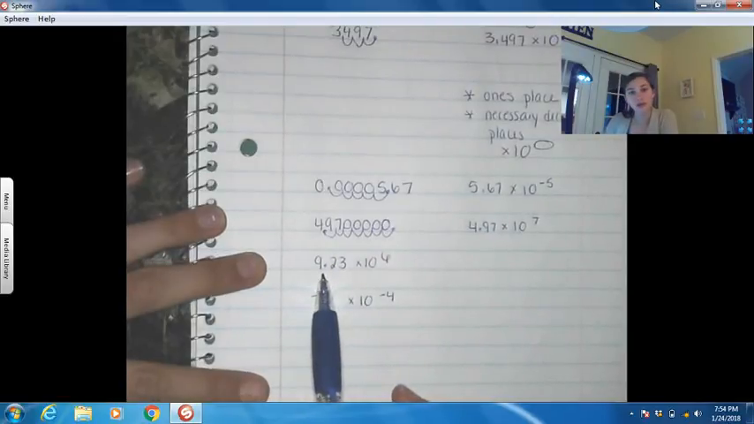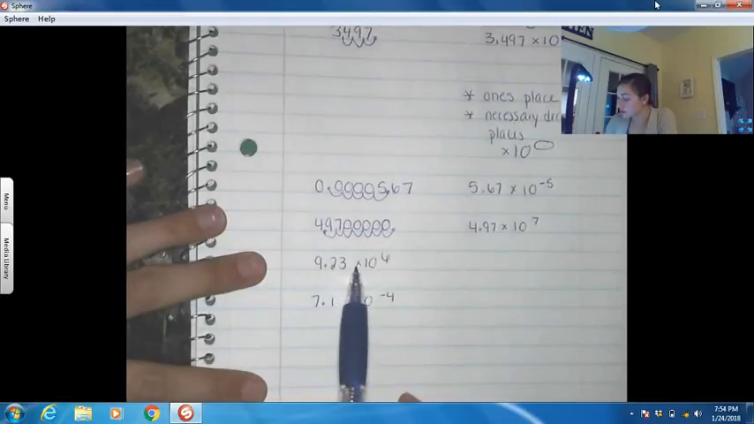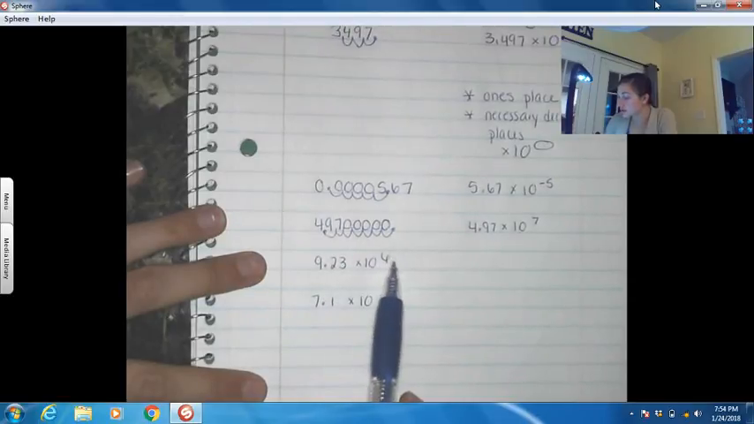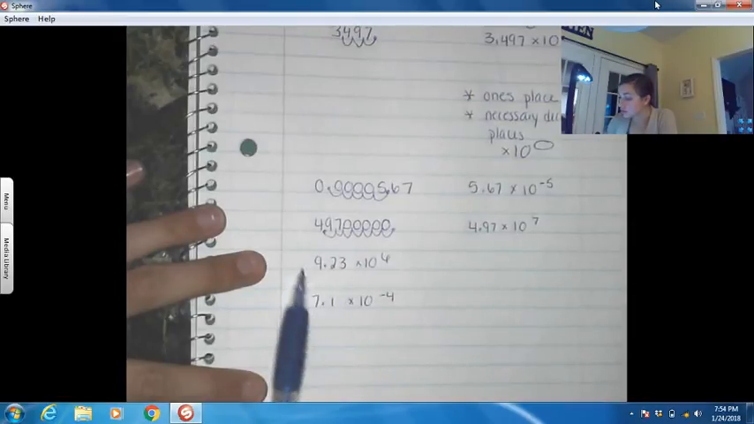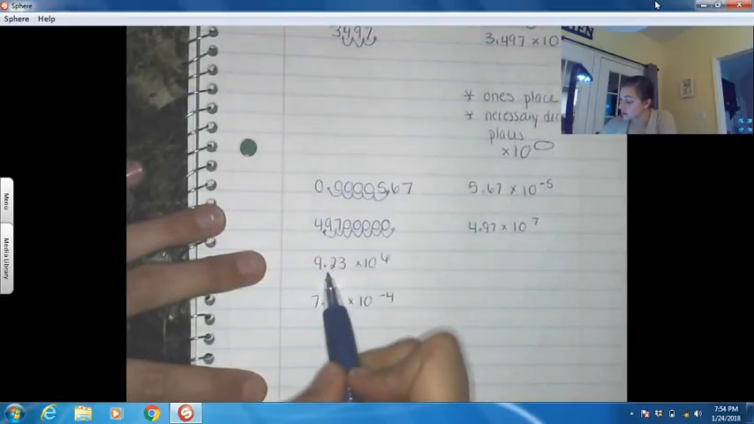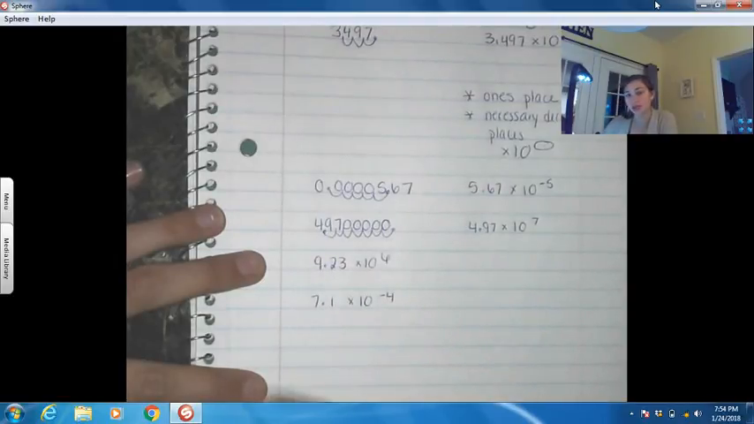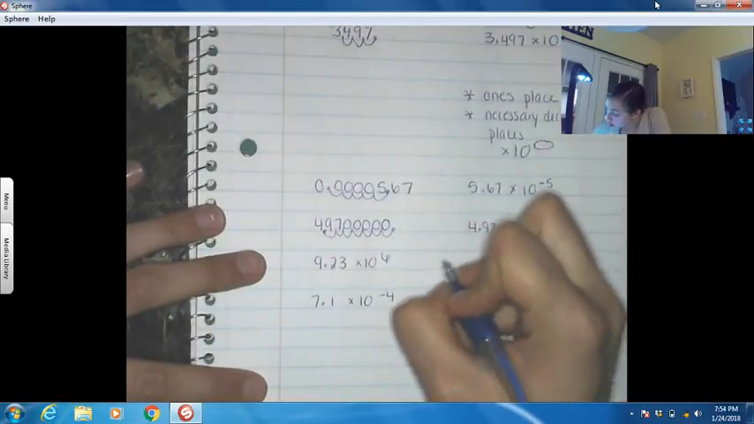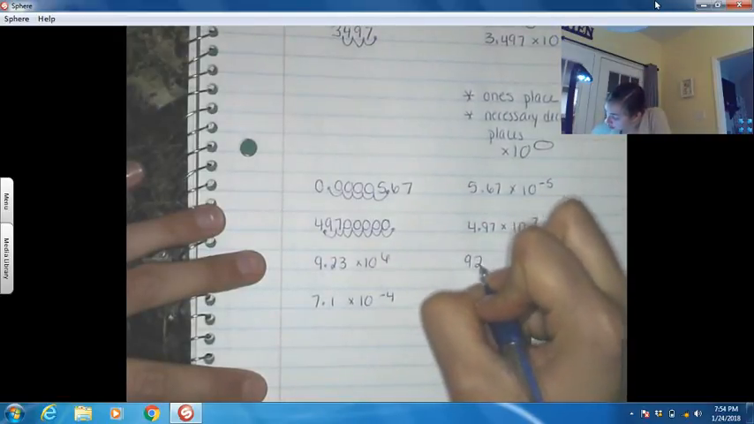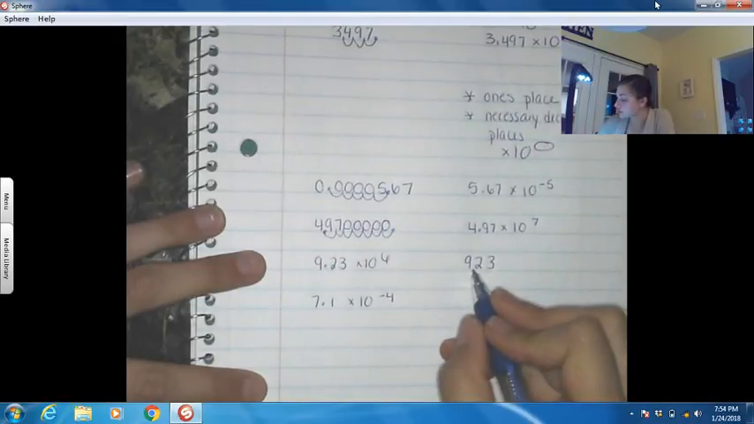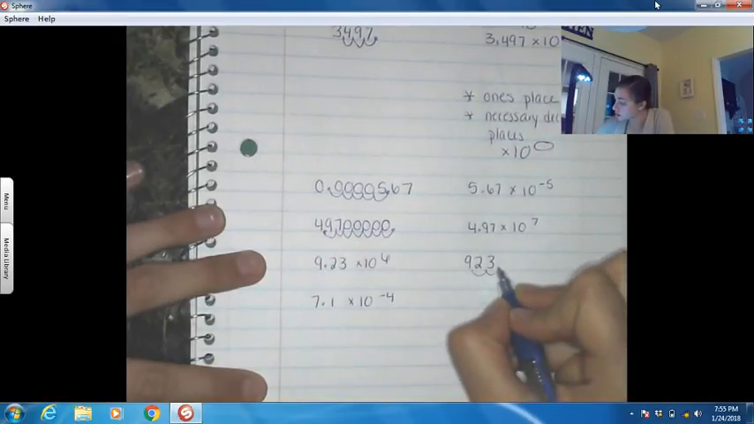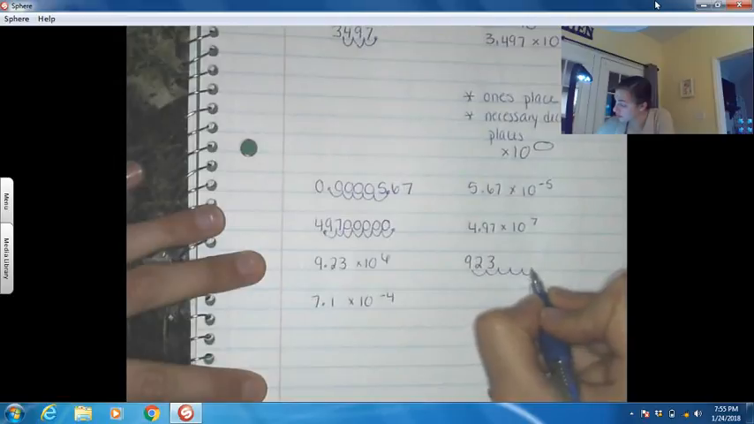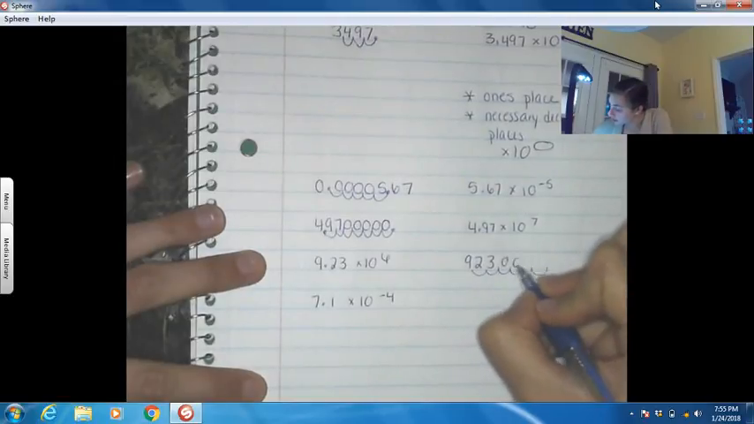Now let's go in the other direction. We have 9.23 times 10 to the 6th. This exponent is positive, so that means the original number in standard notation had to be greater than 1, which means we have to move this decimal place over to the right to make it a larger number. So we have 923. Our decimal place was originally here. So 1, 2, 3, 4, 5, 6. And fill in the missing spots with zeros.